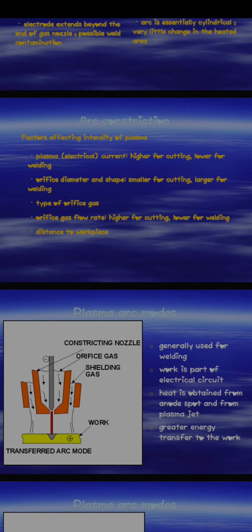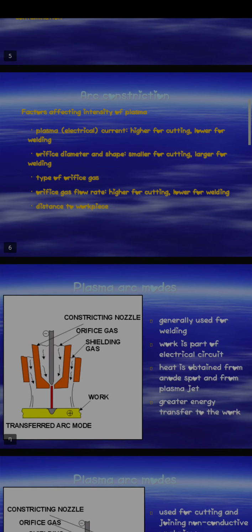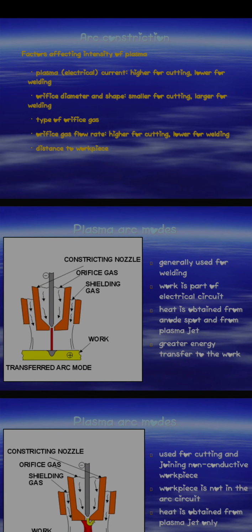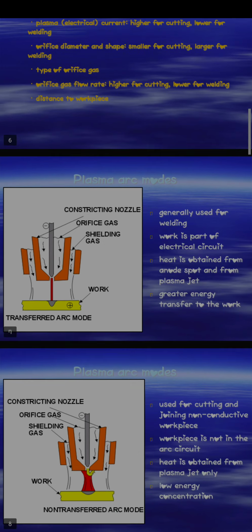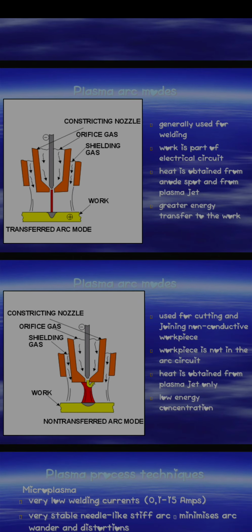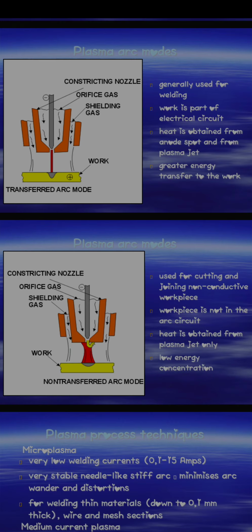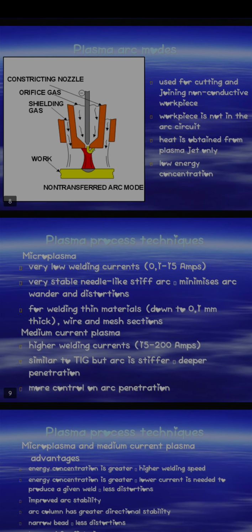Next is arc construction. Plasma electrical current is higher for cutting, lower for welding. Orifice diameter and shape: smaller for cutting, larger for welding. Orifice gas flow rate is higher for cutting, lower for welding. Then the distance to the workpiece. Now the plasma arc modes. The transferred arc is generally used for welding, where the work is part of the electrical current circuit. Heat is obtained from the anode spot and from the plasma jet, giving greater energy transfer to the work.